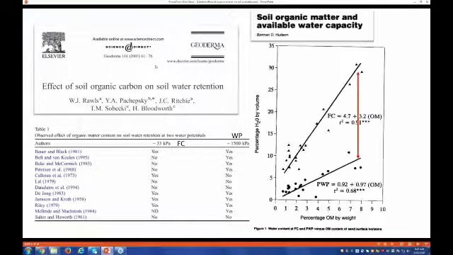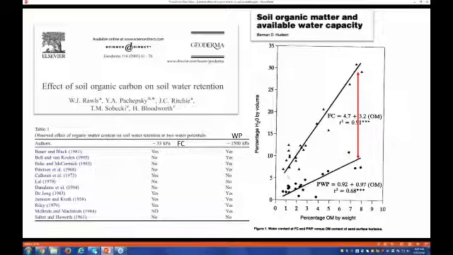But the one that people always quote is this paper by Hudson in 1987, which shows percent organic matter by mass on the x-axis, and percent of water by volume on the y-axis.